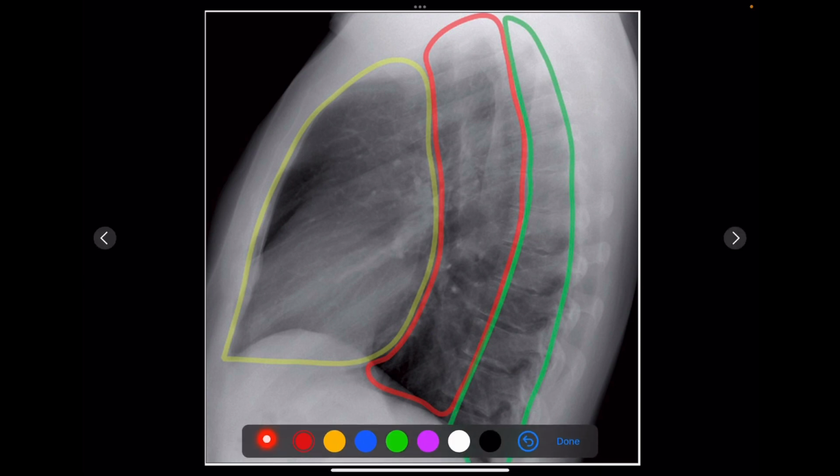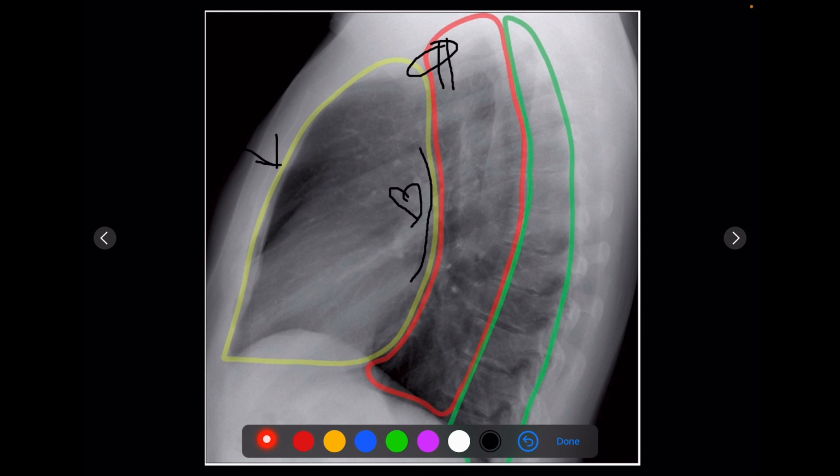So what you do is, this is the sternum. So the anterior mediastinum is anteriorly bounded by the sternum, posteriorly by the shadow of the trachea. The posterior boundary is the anterior aspect of the shadow of the trachea and the posterior margin of the heart. This is the heart and this is the posterior margin of the heart.